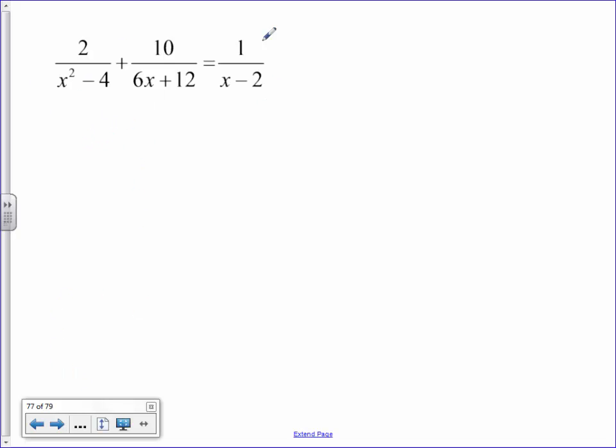Okay, let's try this one here. Before we even start, you should always consider factoring, because factoring does make your life easier. You can make this be an x plus 2 with an x minus 2. And this middle term here, you can take a 6 out, right? So what does that leave you with?